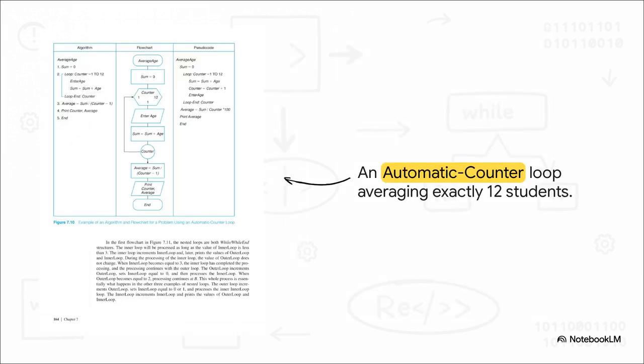Let's apply this to our average age calculation again, but this time, let's assume we know exactly how many students are in the class. Let's say it's 12. This is a massive difference to remember for your exams here. There is no primer read needed and no trip value needed either. Because we know the exact number of iterations ahead of time, the loop just says counter equals 1 to 12. It runs 12 times, adds to the counter automatically on each pass, and then elegantly steps out to calculate the final average. It's incredibly clean.